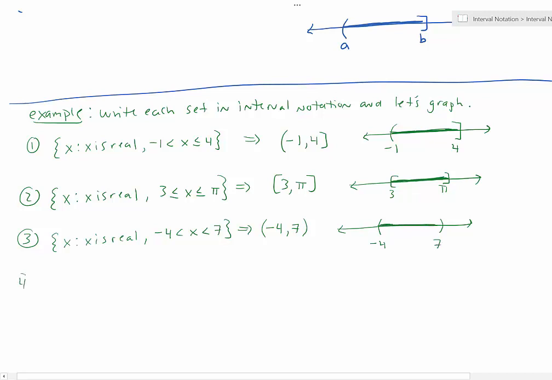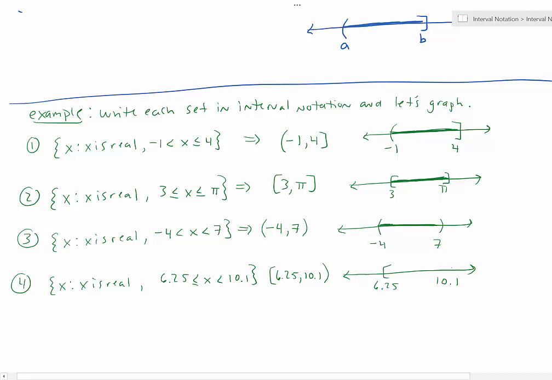Finally, the last combo. How about some x's? x is real. And now this time we're going to go from 6.25 less than or equal to x and x less than 10.1. Then the interval notation for that would be 6.25 up to 10.1. We include the 6.25. We do not include the 10.1, and the interval 6.25 to 10.1 includes the 6.25, does not include the 10.1.